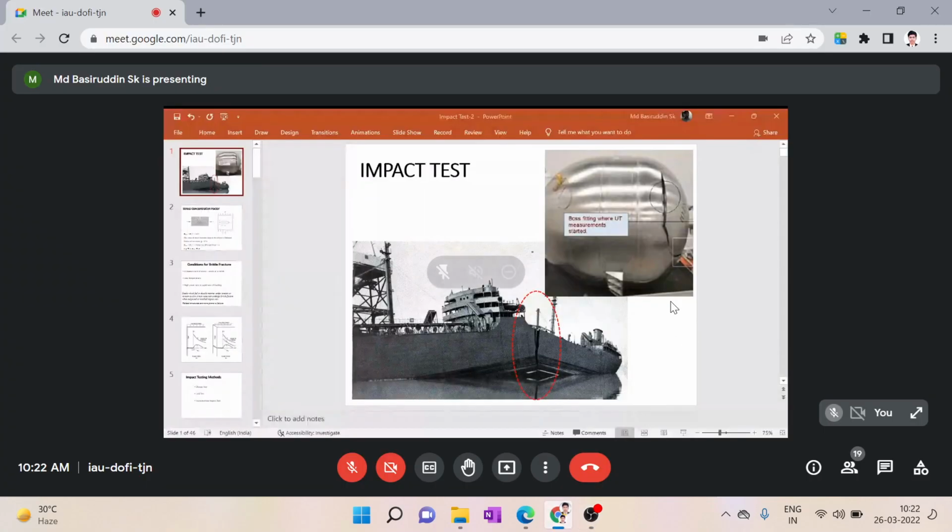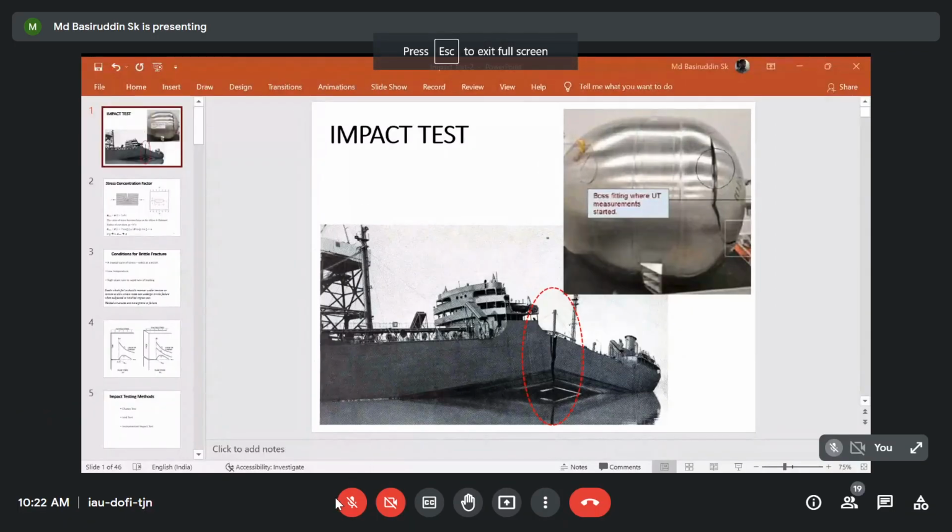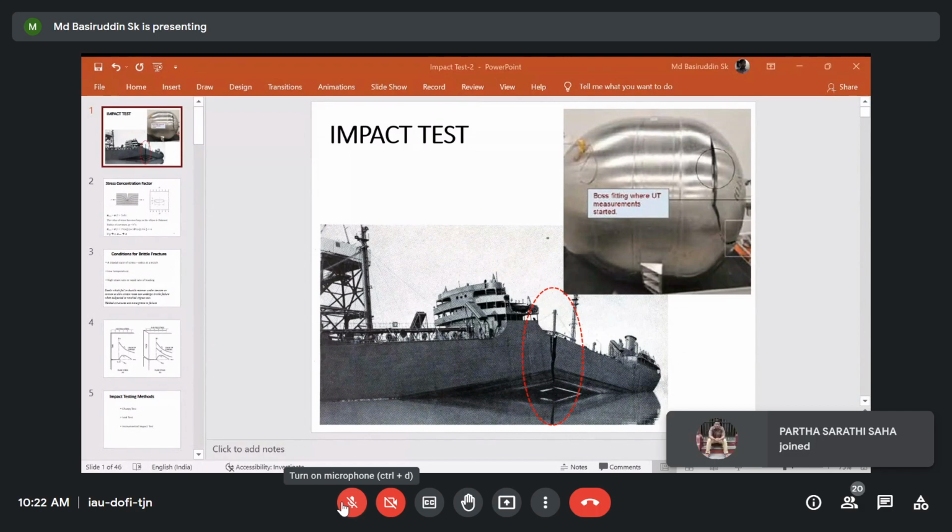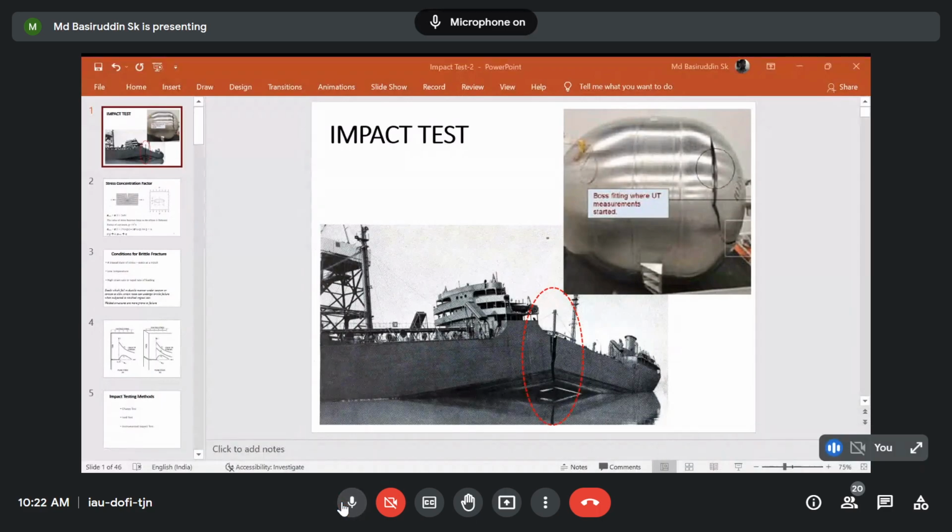Can you differentiate the failure and fracture? What do you mean by failure? Sir, failure is that it has failed the purpose, and fracture is the complete breakdown of the material. So complete breakdown means it can separate into minimum two pieces, right? Yes, sir. The ship has physically broken into two pieces, at least.